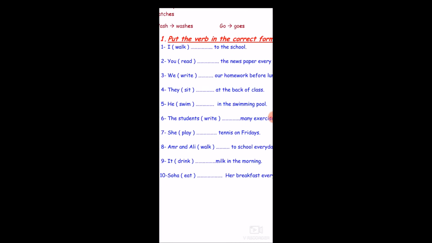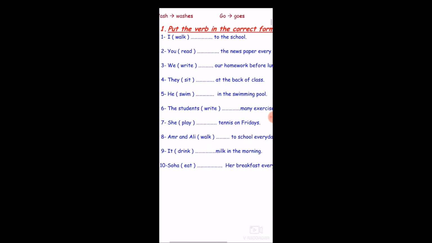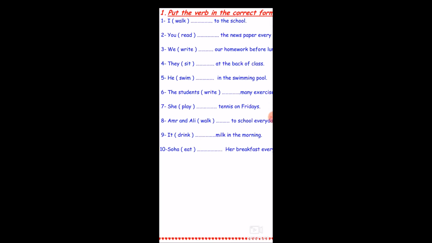Number 9. Cats blank milk in the morning. Drink or drinks? Very clever. It's drink, because it's plural and doesn't take the verb that ends with S.